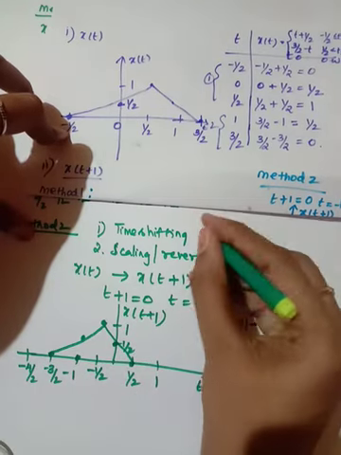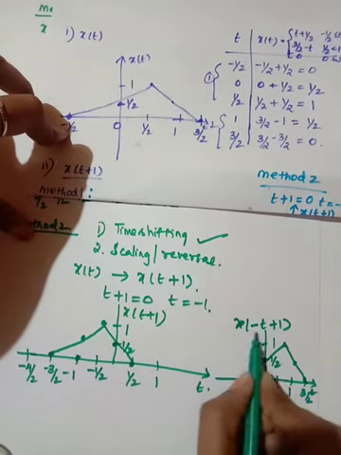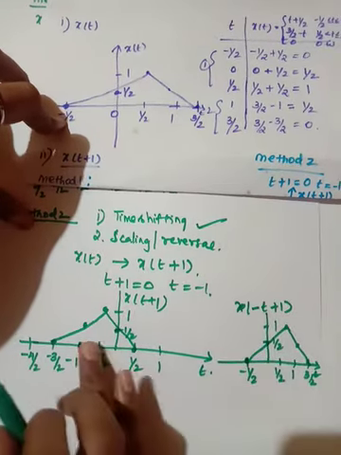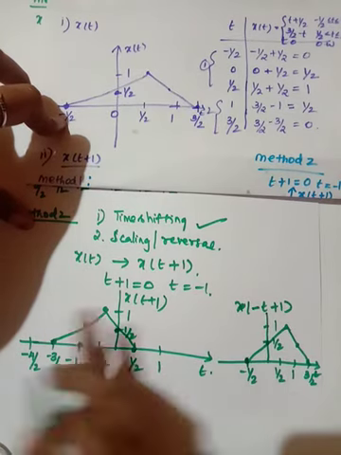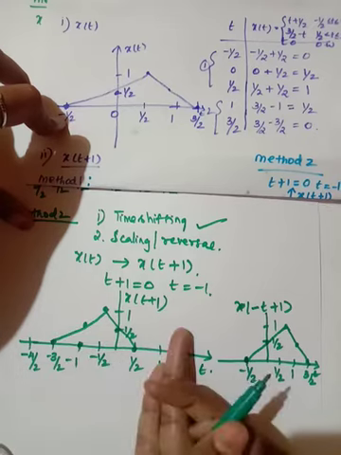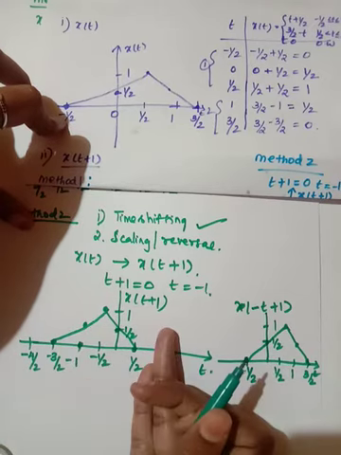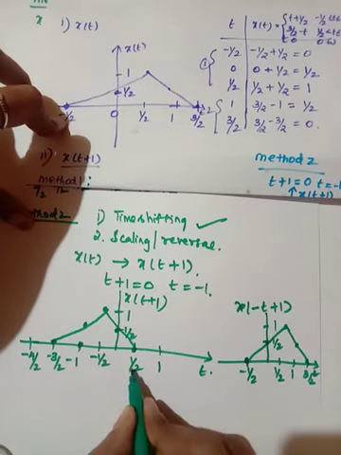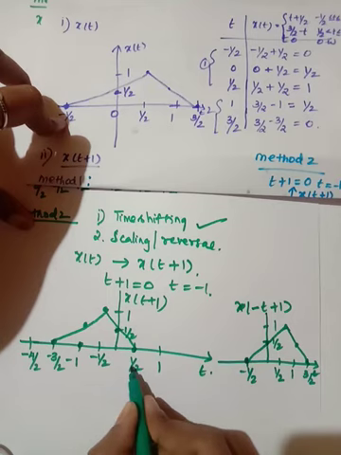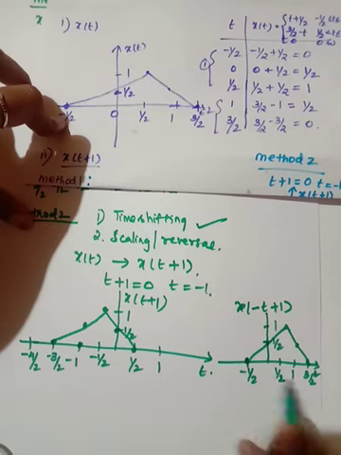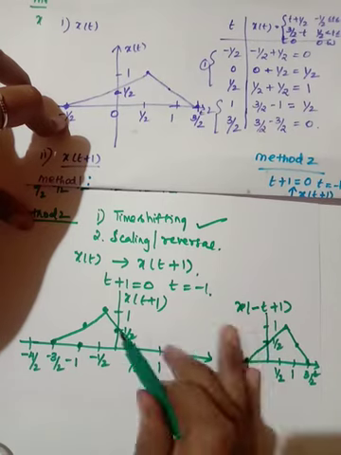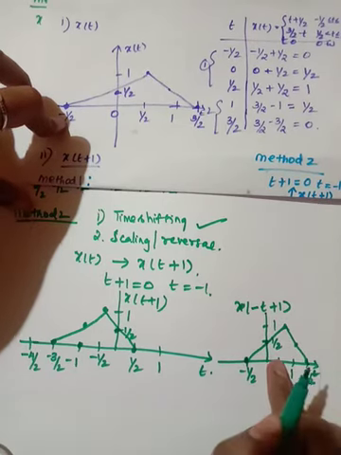Now after time shifting, I am going to perform time reversal for this signal. What is the meaning? Both sides should change: the positive side will come to the negative side and the negative side will come to the positive side. Here on the positive side the limit is 1 by 2, so on the negative side it is minus 1 by 2, and the positive value it is 3 by 2. So I have reversed it, and I am getting this equation.